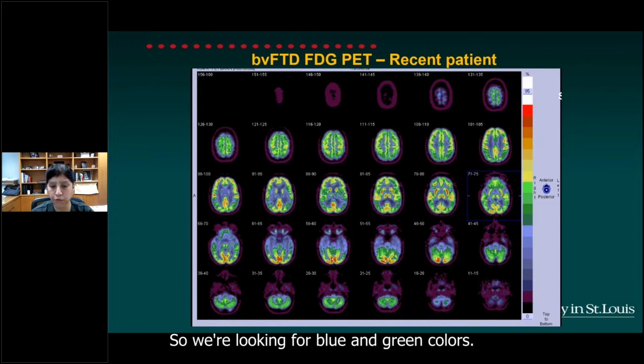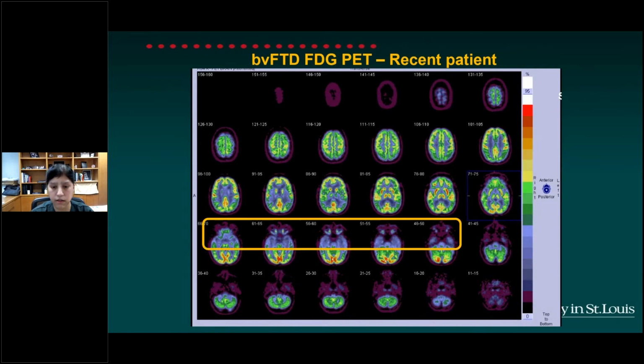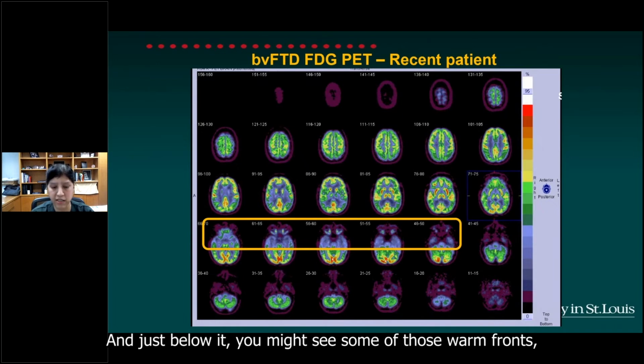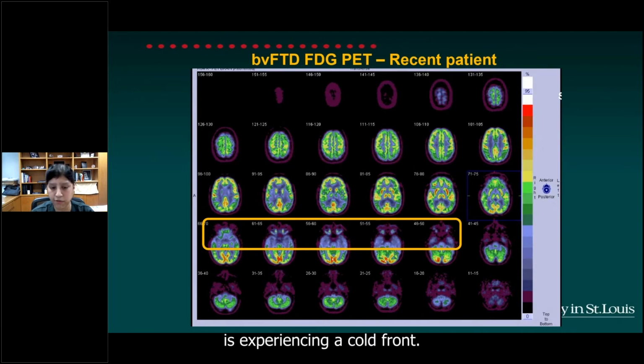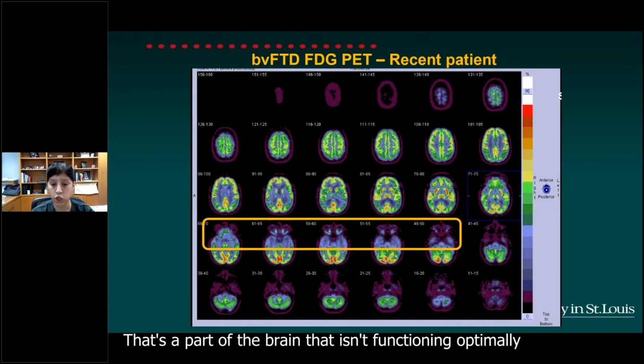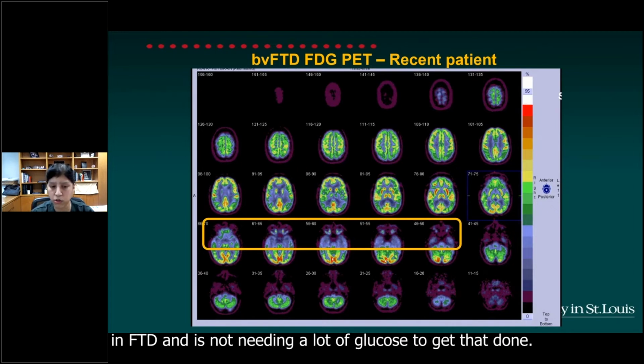Same patient as I showed you before. So I'm going to give you a moment to see if you can find those blue-green areas. See what you think might be going on in this person. Drawing your attention then, what's contained within that rectangle is the blue, blue-green, mostly blue in this situation. And just below it, you might see some of those warm fronts, right? So those warmer colors of yellow, red, and orange. So in this person, their temporal lobes, again, the T of FTD, are experiencing a cold front, not much glucose or sugar being used there. That makes sense. That's a part of the brain that isn't functioning optimally in FTD, and it's not needing a lot of glucose to get that done.